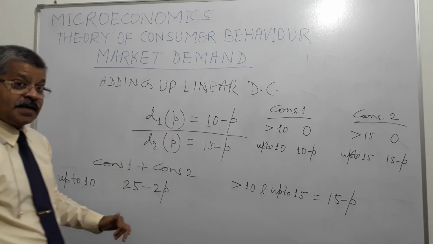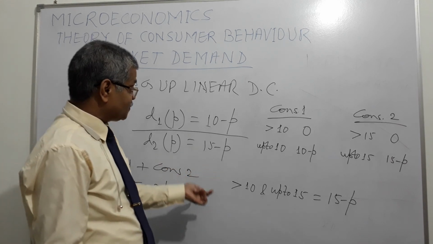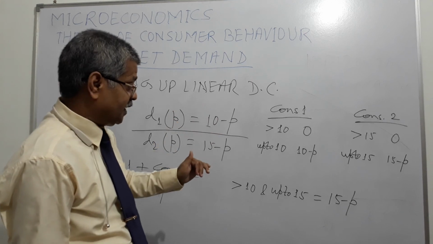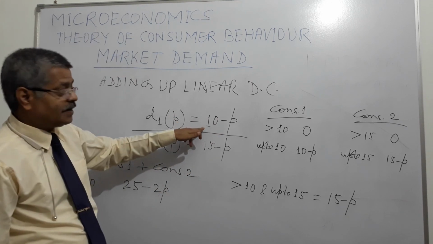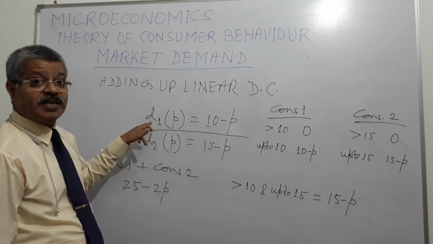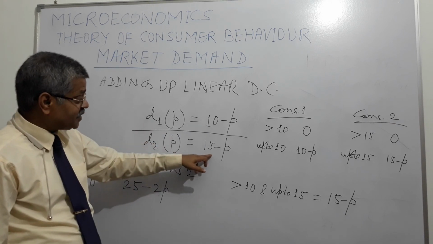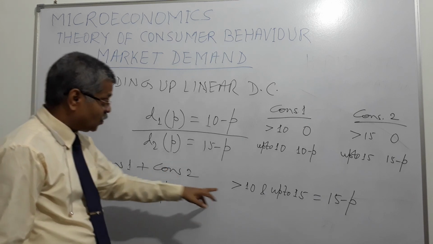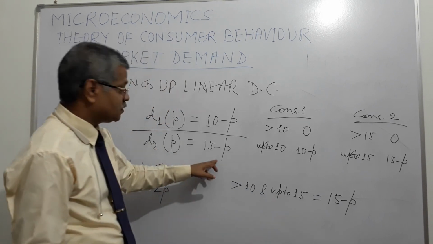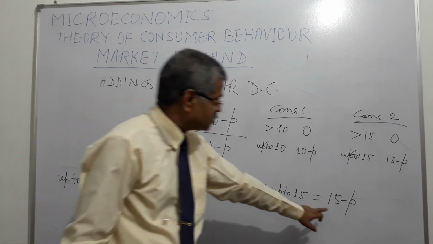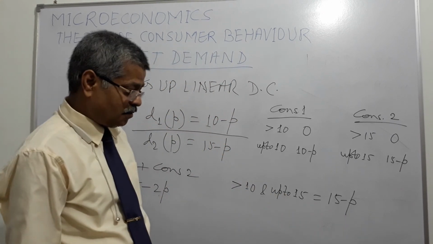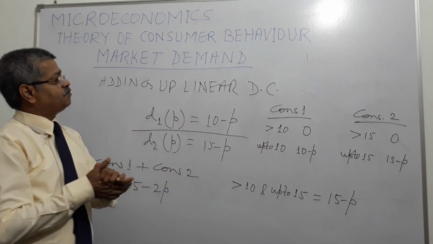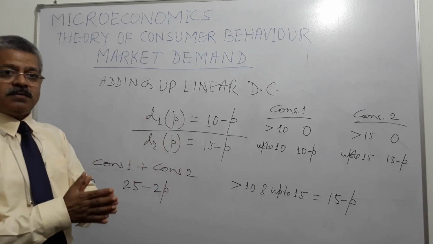Then another thing remained: what happens between 10 and 15. More than 10 and up to 15. The moment the price is more than 10, consumer 1 is out. As long as it is up to 15, consumer 2 is in. So for more than 10 and up to 15, the demand is that of consumer 2, 15 minus P. I hope I made it simple.